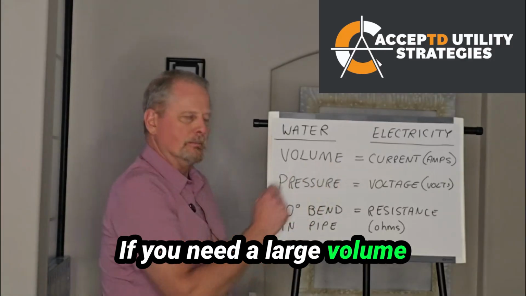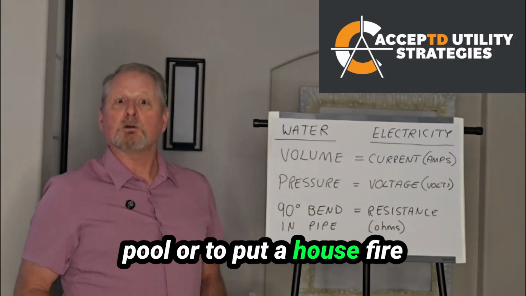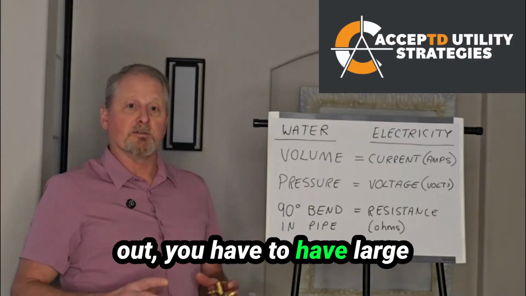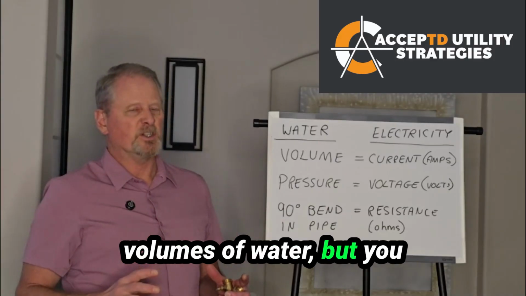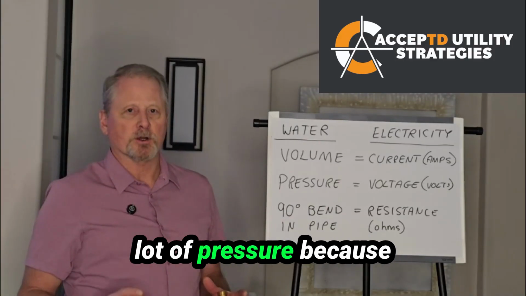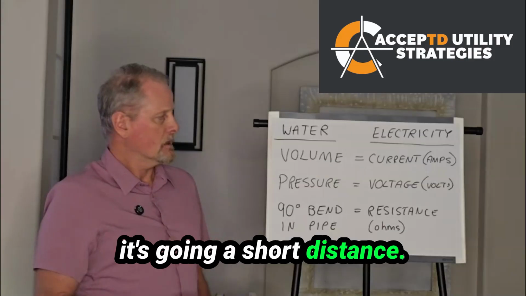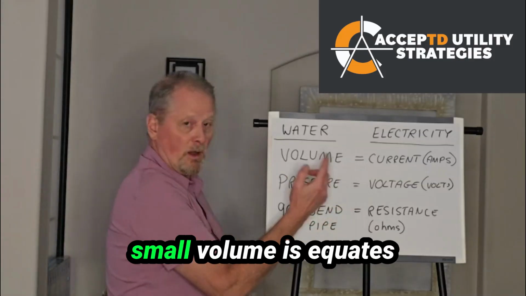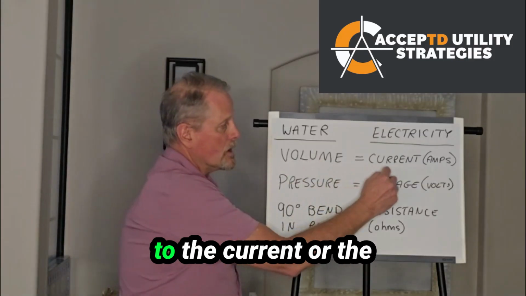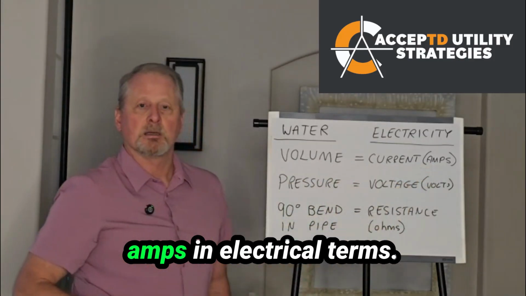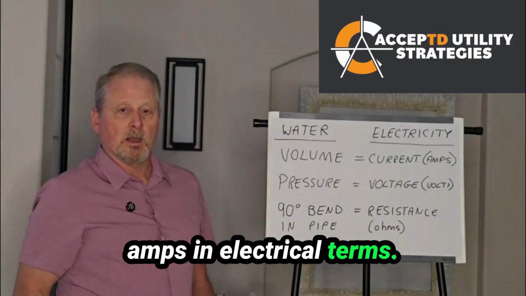If you need a large volume of water to fill a swimming pool or to put a house fire out, you have to have large volumes of water, but you don't necessarily need a lot of pressure because it's going a short distance. That large volume or small volume equates to the current, or the amps, in electrical terms.